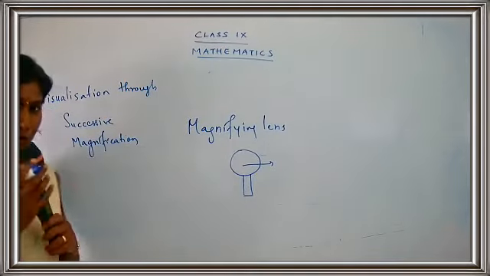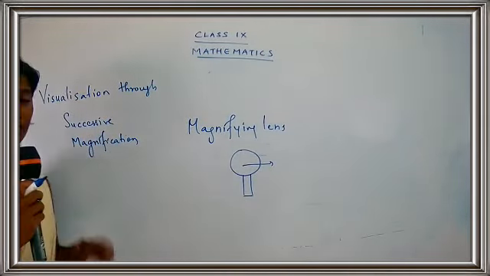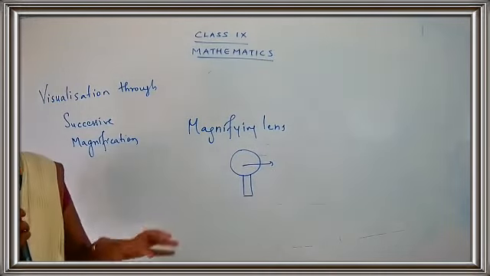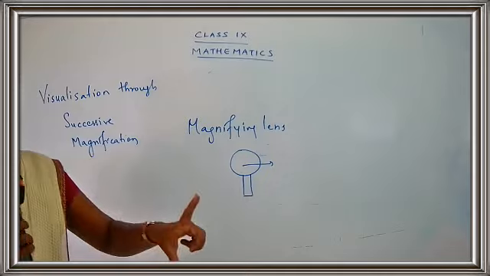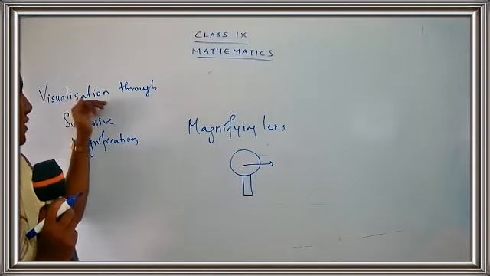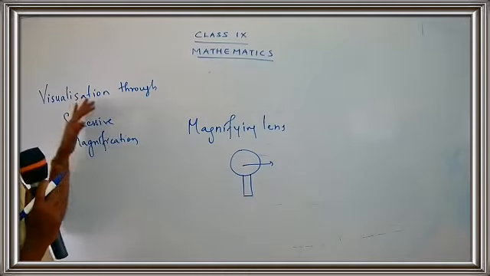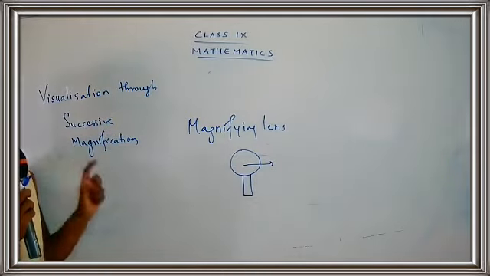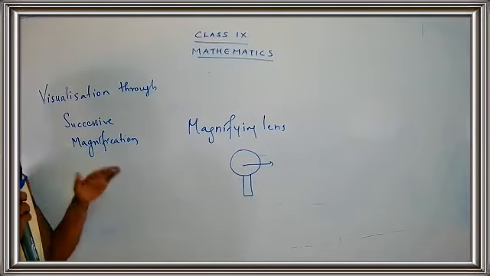So what we are going to do is magnify some things. What are we going to magnify here? We are going to magnify the numbers. That is, we are going to visualize a particular number through successive magnification. Just remember this name. I'll tell you what it means. When we go on solving the sum, you will get an idea of the meaning of this.